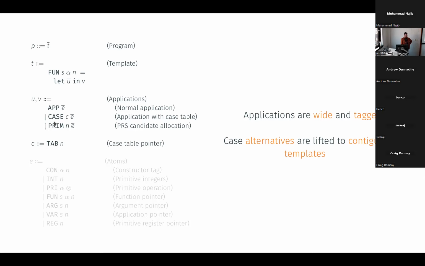But the only slightly weird one is the case application. So this is really the only slightly tenuous thing here, where for a case expression, we lift all the alternatives up to their own top-level functions. And then once we reduce the subject of the case expression, we use that constructor tag just to index into a list of all of the alternative functions. Right, so the subject gets wrapped in one of these case expressions.